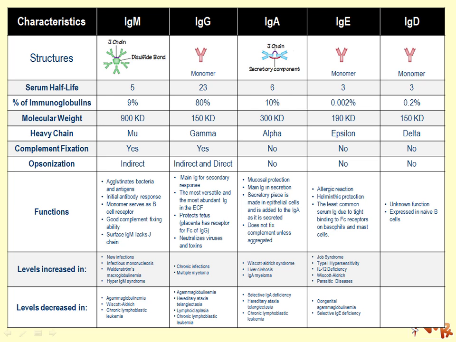The levels of IgG is decreased in agammaglobulinemia, hereditary ataxia telangiectasia, lymphoid aplasia, and chronic lymphoblastic leukemia. The levels of IgA is decreased in selective IgA deficiency, hereditary ataxia telangiectasia, and chronic lymphoblastic leukemia. The levels of IgE is decreased in congenital agammaglobulinemia and selective IgA deficiency.